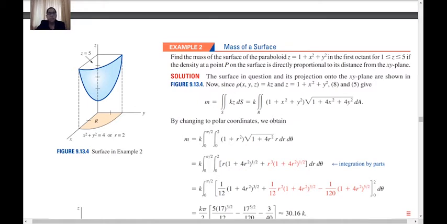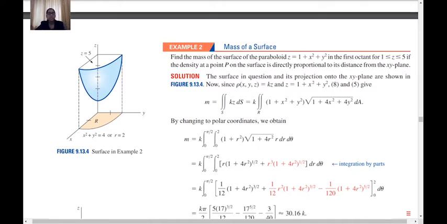So now we know all the terms to determine the mass. Mass will be equal to the double integral over S of kz dS, which is k times the double integral over the region R, which we have projected to the xy plane, of z. Instead of z, I am going to replace it by 1 plus x square plus y square, into root of 1 plus 4x square plus 4y square into dA. So now we will evaluate this double integral, that is, we have to evaluate the area over this portion.